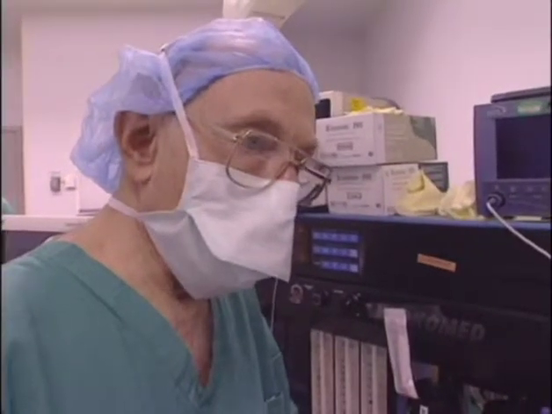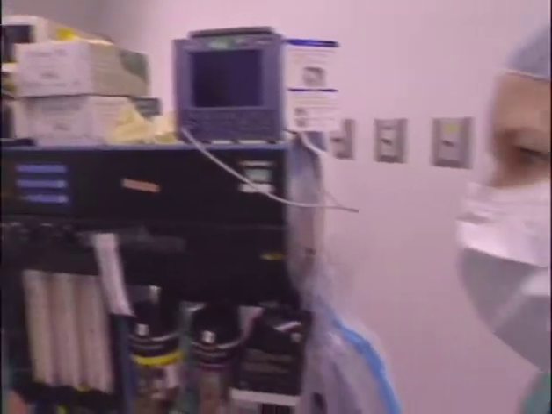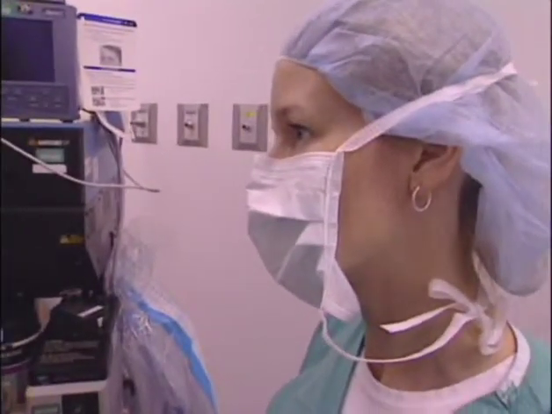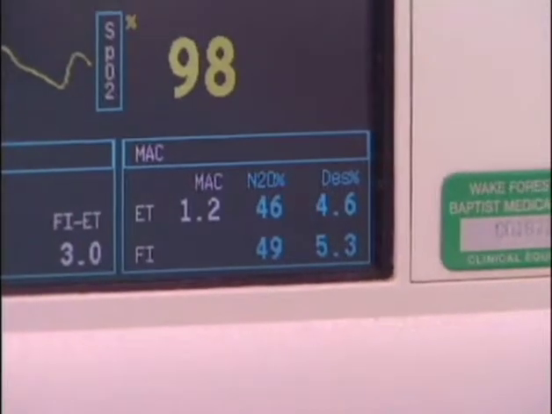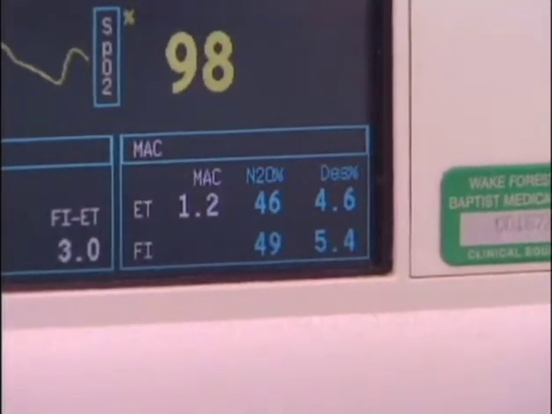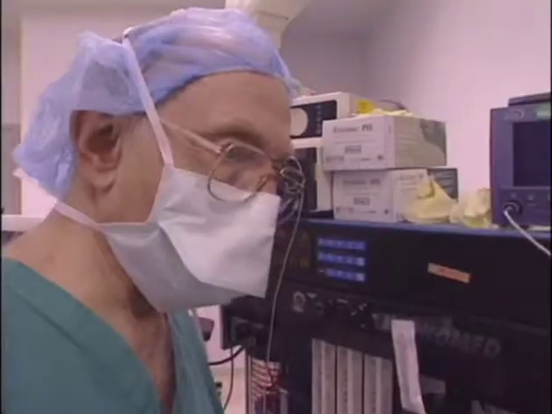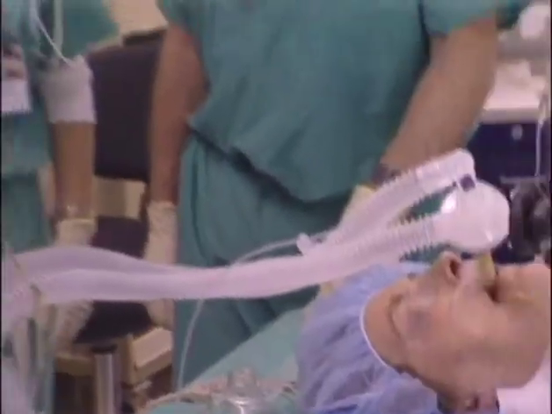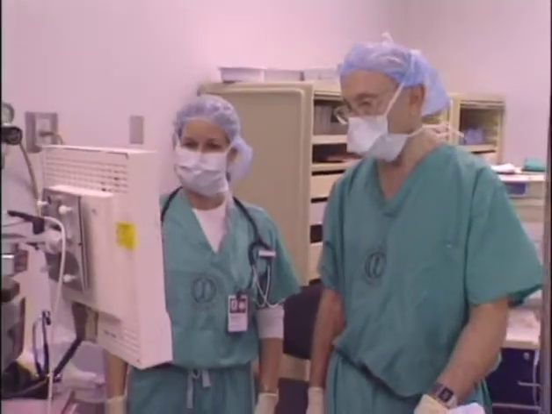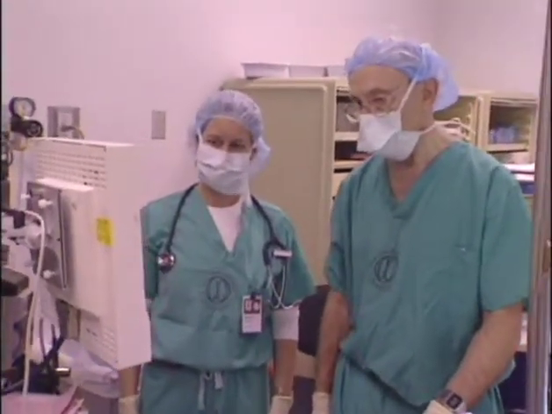Good. Now let's see what happens with the ventilation. We know we have a CO2 that is 41 and an end-tidal desflurane of about 5%. Okay, we'll get that up to 8%. See what changes. Okay, we've gotten up to 8% by turning the desflurane concentration up.